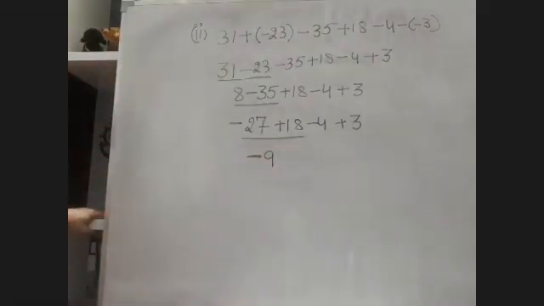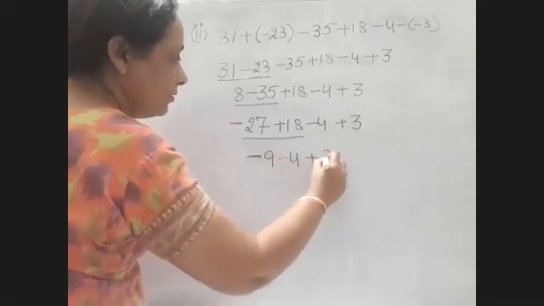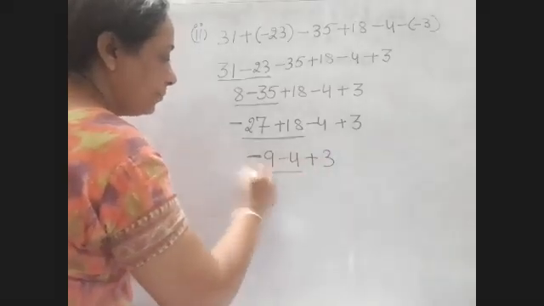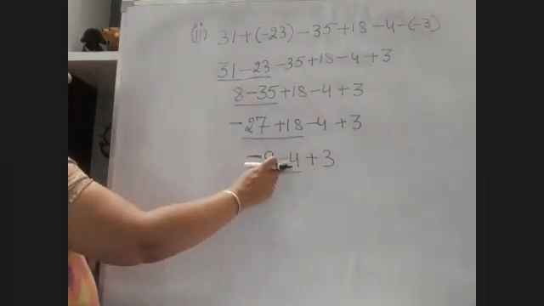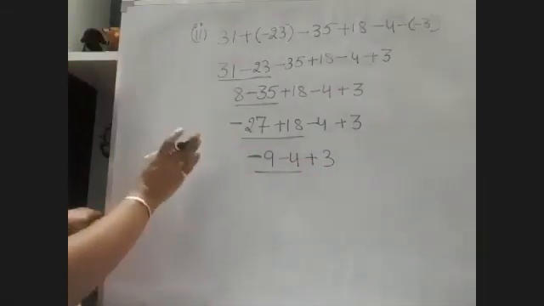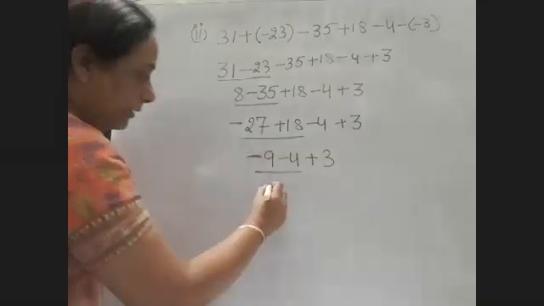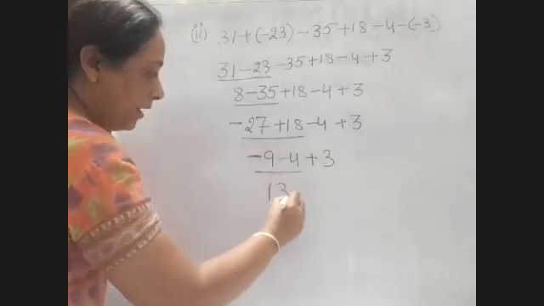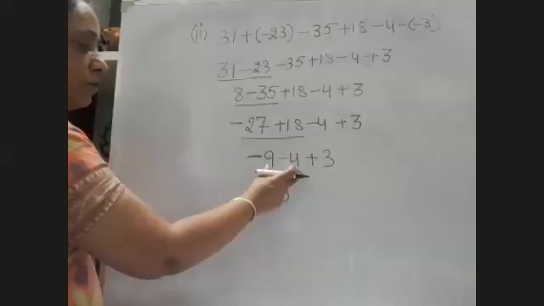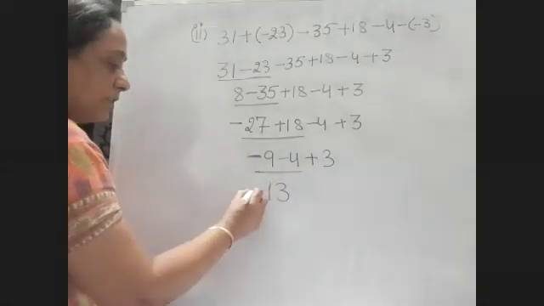Minus 9, then minus 4 plus 3. Now solve this part. Minus 9 minus 4. Minus, so 9 plus 4 is 13. Now 9 and 4, compare these two numbers. The greater number is 9 with a negative sign. So we have minus 13.